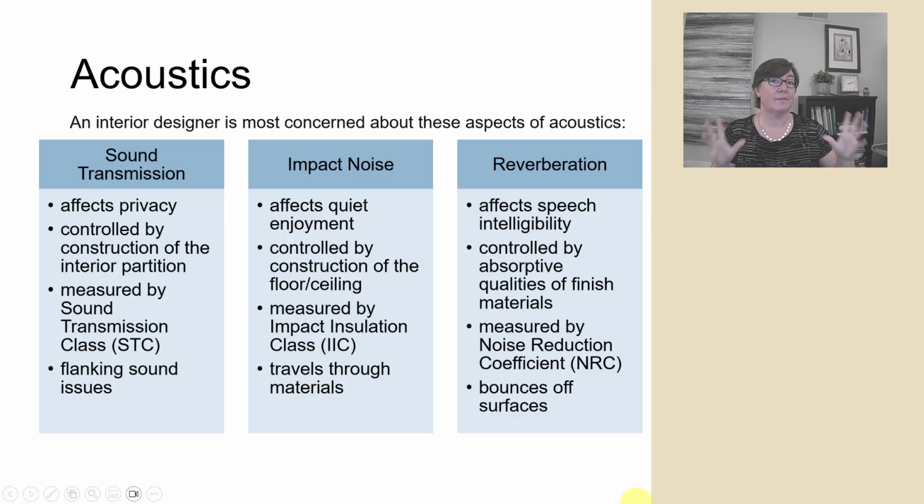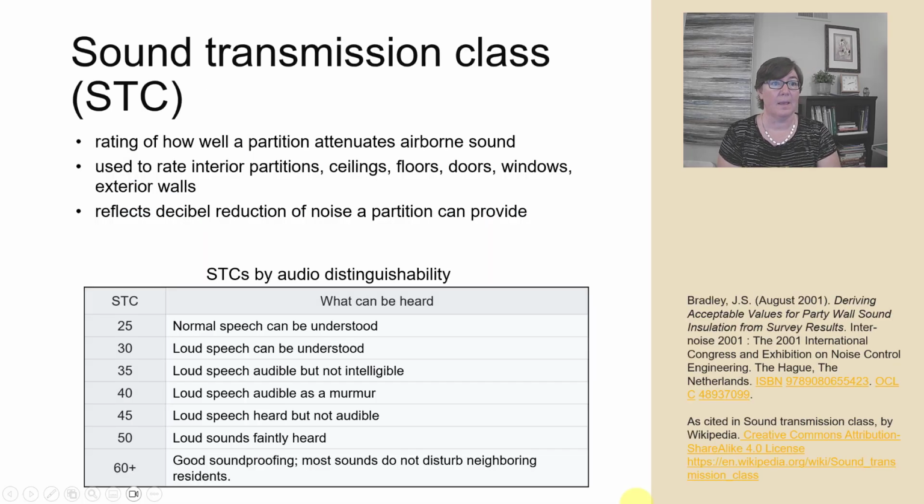Of all of these different aspects of acoustics, the one we're going to focus on today and in this lecture is sound transmission. And so the STC is a rating of how well a partition attenuates or reduces airborne sound. So basically somebody is speaking on one side of a wall, how well can the person on the other side of the wall hear that? We use STC to rate partitions, ceilings, floors, doors, windows, etc. And it reflects a decibel reduction.